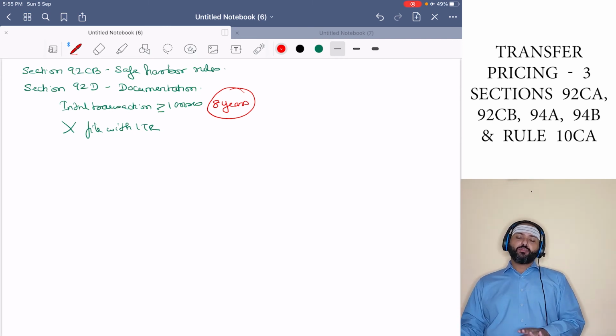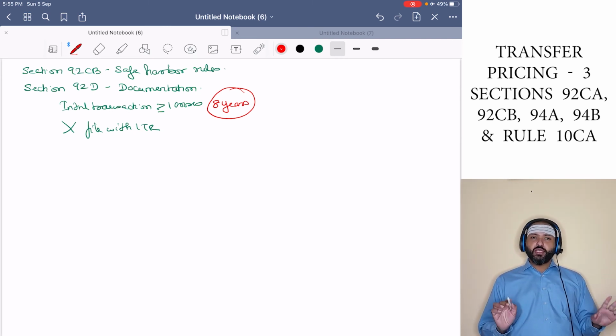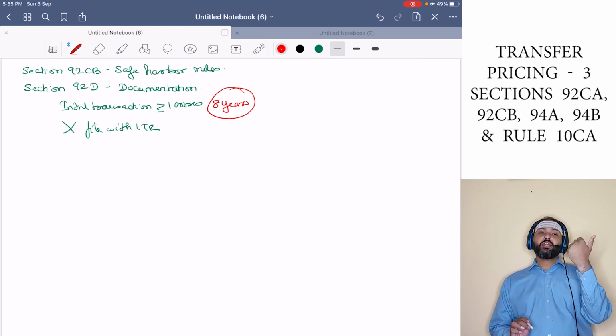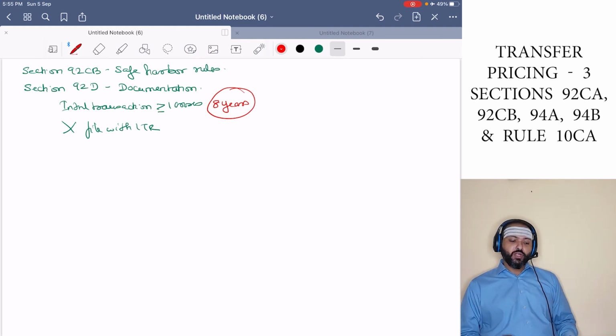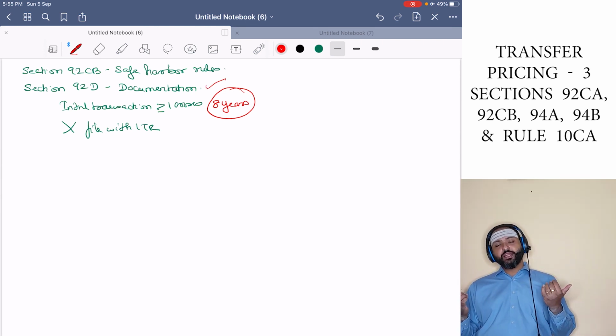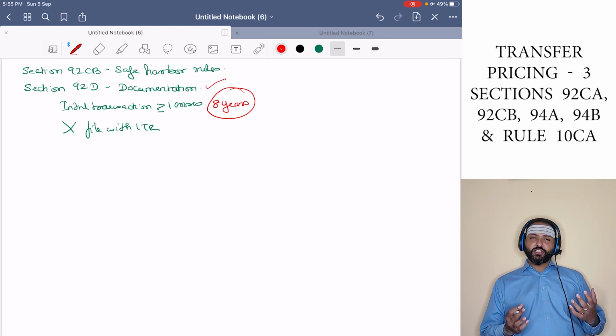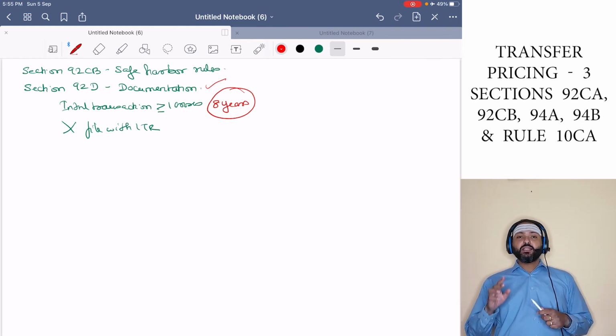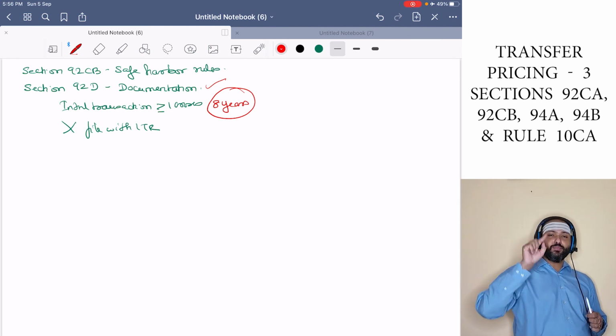Reference has been made to the transfer pricing officer under section 92CA. Now the TPO is telling, please bring documents under section 92D. That is when you will bring this documentation. He will tell, please bring documents you have maintained under section 92D. I will require it for conducting my TP study. This is the time you will have to go and respond.